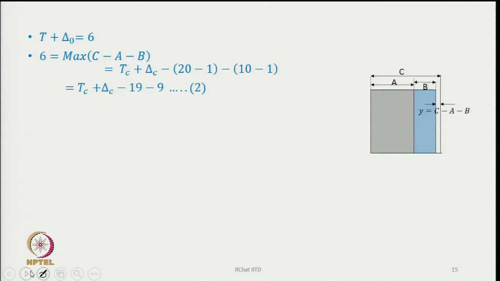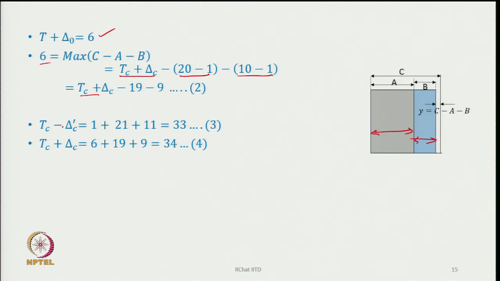And the other one is that T plus delta C is going to be 6. So, 6 is going to be the maximum of C minus A minus B, that is the upper limit we are putting. Therefore, it is going to be T C plus delta C minus 20 minus 1 and 10 minus 1. The clearance will be maximum only when these two folded fabrics are minimum. So, 20 minus 1 and 10 minus 1, and therefore, it becomes T C plus delta C minus 19 minus 9, that becomes my equation 2.